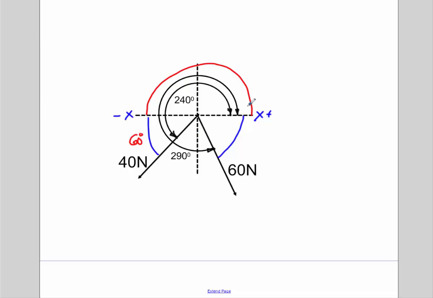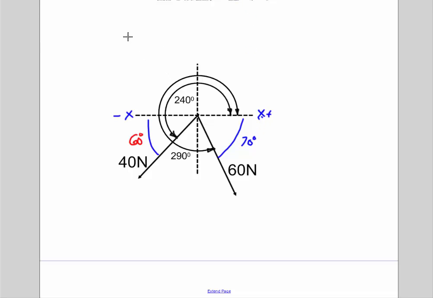Here I'm going 290. I know if I go all the way around the circle I will get 360. Let me go ahead and erase this. That's my x. So we know we'd go 360, all the way around. So take 360 minus my 290. This gives me a 70 degree angle.